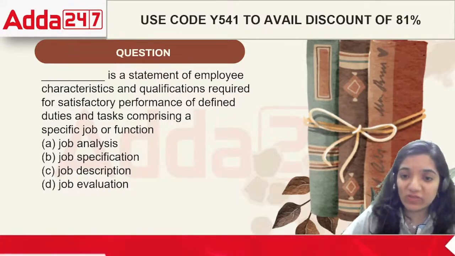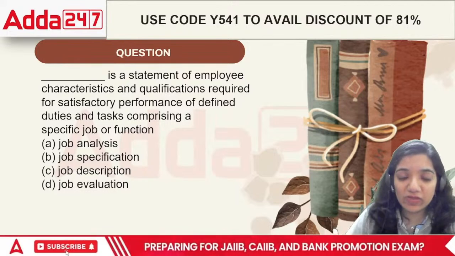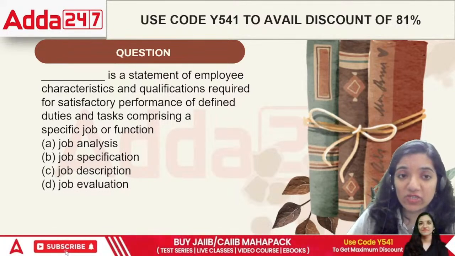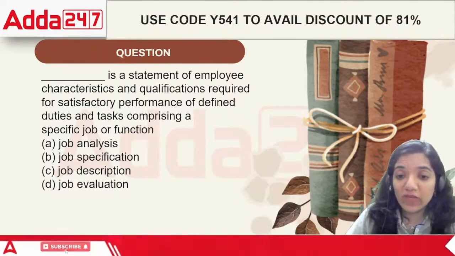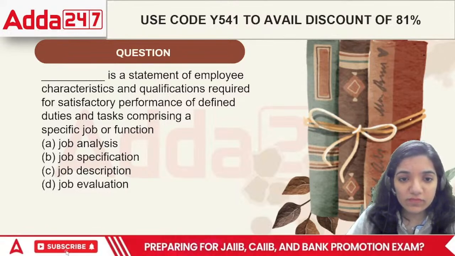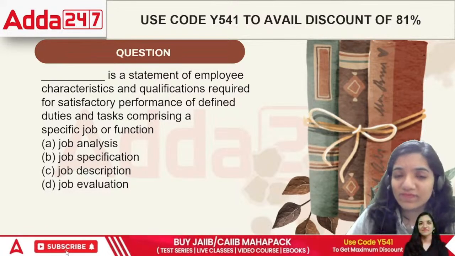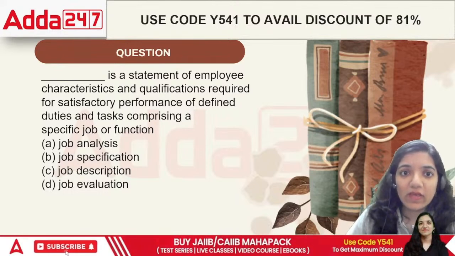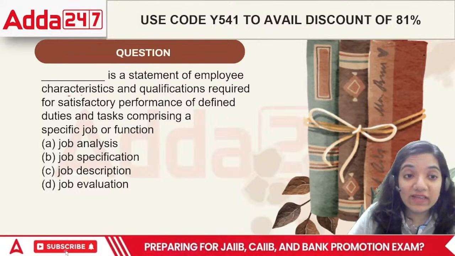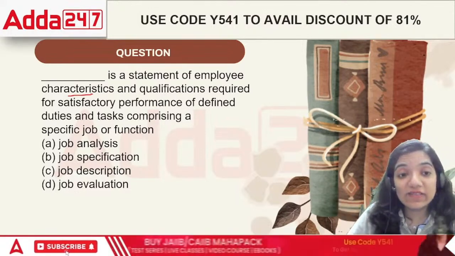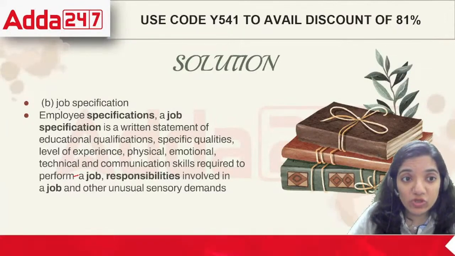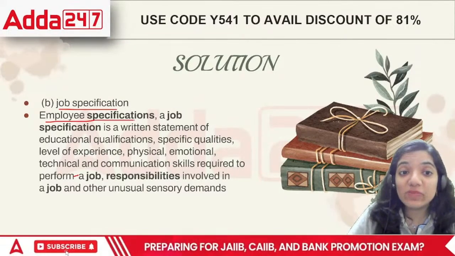If we talk about satisfactory performance, how do we get that particular thing? By job analysis, by looking towards job specification, job description, or job evaluation. What is the point there? If I talk about this point, dash is a statement of employee characteristics. If I talk about their characteristics, then the correct answer is job specification. Job specification means employee specifications.